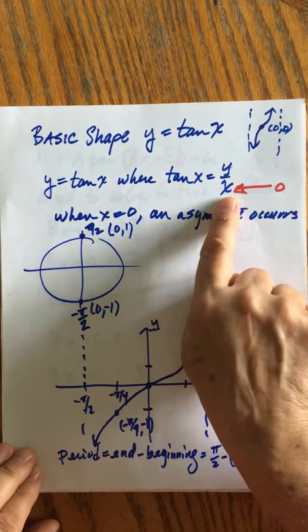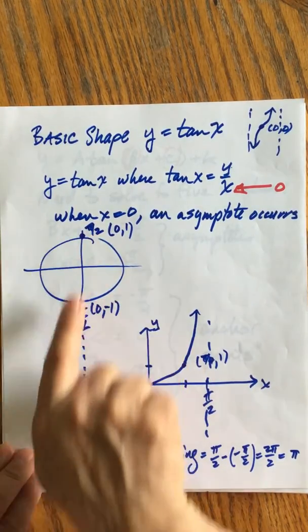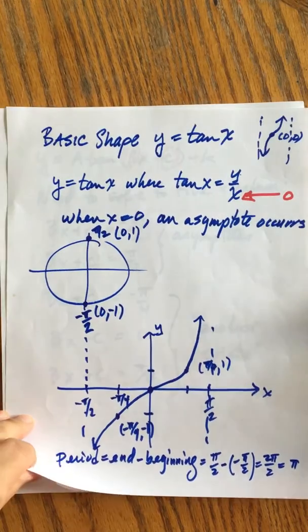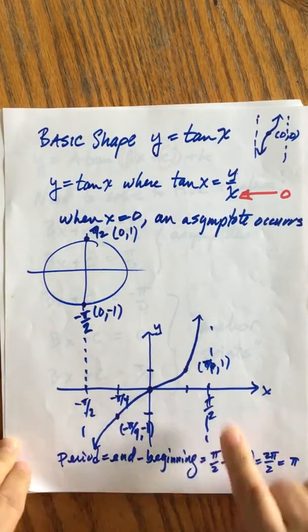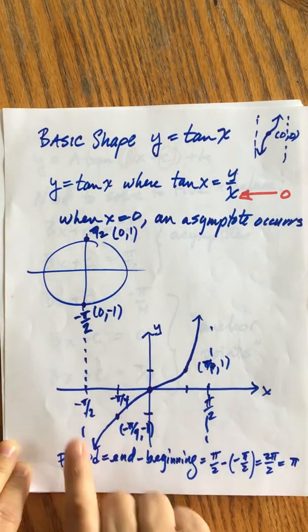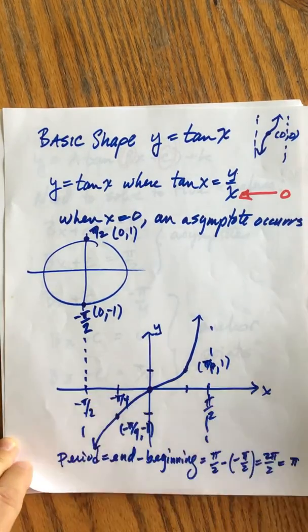So where is it that x is 0 on the unit circle? Well, you can tell it's here. So it's at pi over 2 and negative pi over 2. So there's your asymptotes. Just having that as a review, this is what you would have committed to memory: this basic shape, and what I call anchor values, the asymptote values, and then negative pi over 4, 0, and pi over 4.